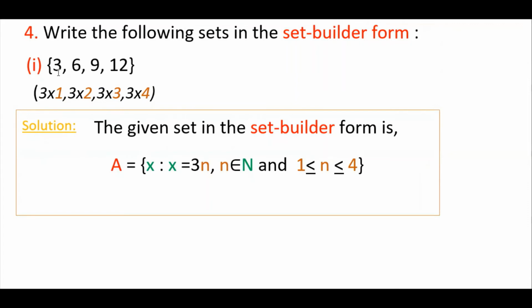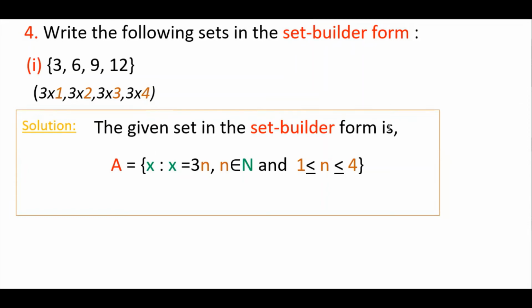So here if you observe, 3 into 1, 3 into 2, 3 into 3, 3 into 4. So these elements you can write as 3 into 1, 3 into 2, 3 into 3, 3 into 4. So here 1, 2, 3, 4 are natural numbers. And if you write these natural numbers as n, then this is in the form of 3n. So 3n, here 1 is less than or equal to n is less than or equal to 4 because it is from 1 to 4.